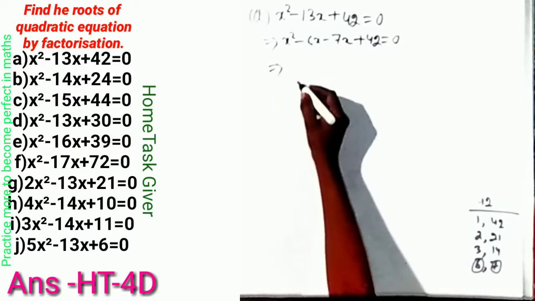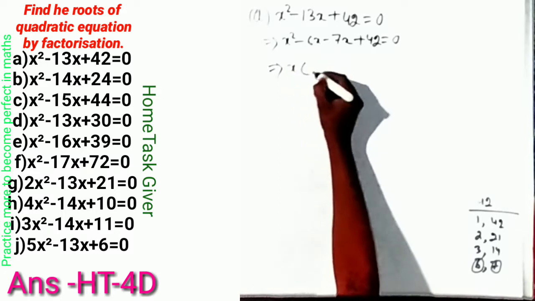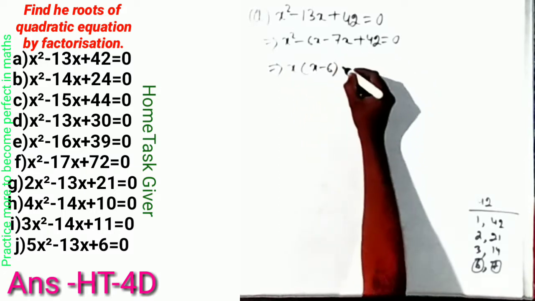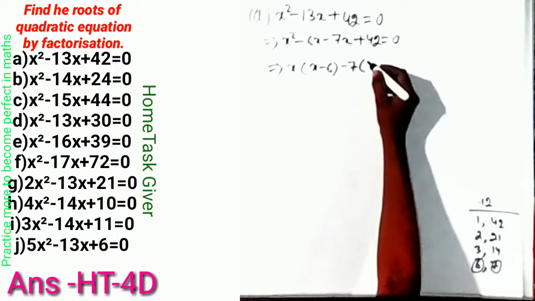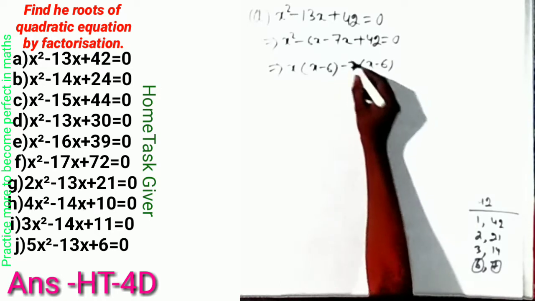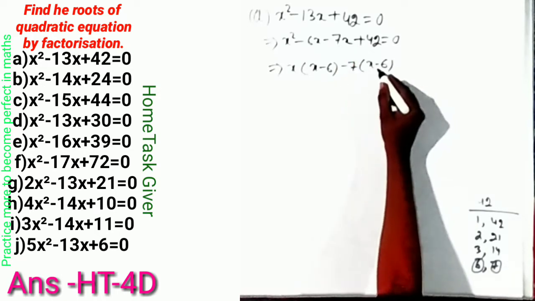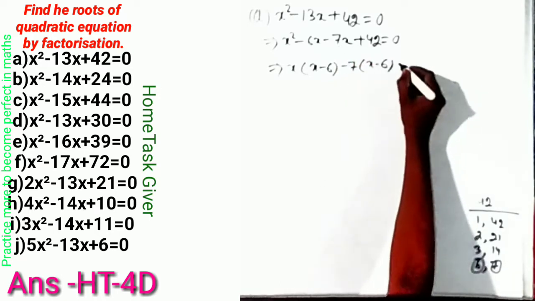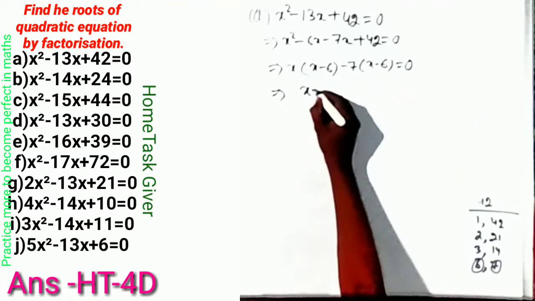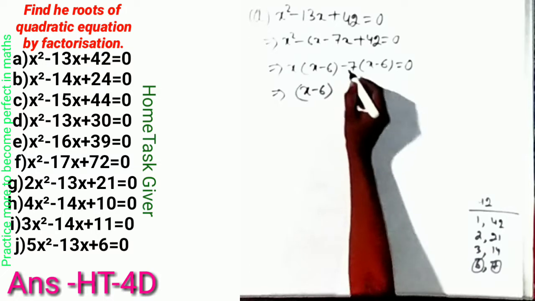Take x as common; taking x common, we get x minus 6. Take minus 7 common in these two terms; taking it common, we get x minus 6. Here minus 7 into x minus 7x, minus 7 into minus 6 plus 42 equal to 0. Here x minus 6 is common; taking x minus 6 common, we get x minus 7.